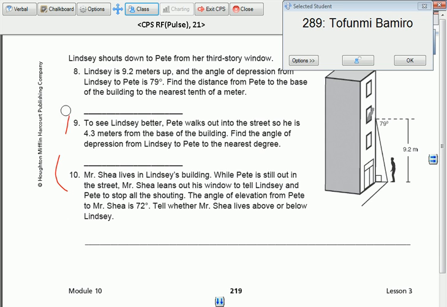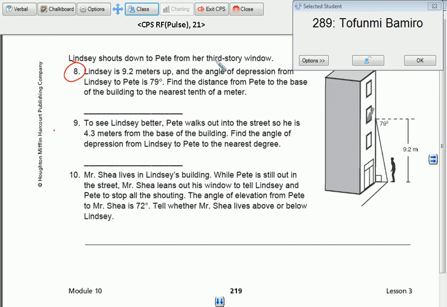Number 8. Okay, so here we have a new problem. Lindsay is 9.2 meters up, and the angle of depression from Lindsay to Pete is 79. So if this is 79, this is also 79, alternate interior angles. We're supposed to find the distance from Pete to the base of the building.